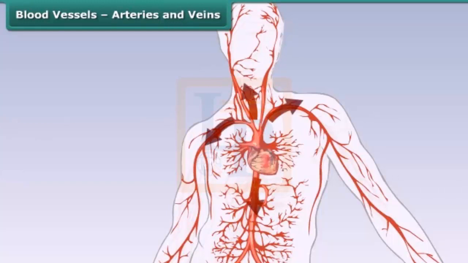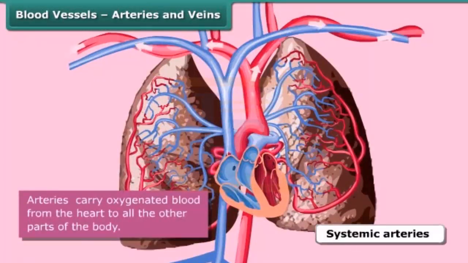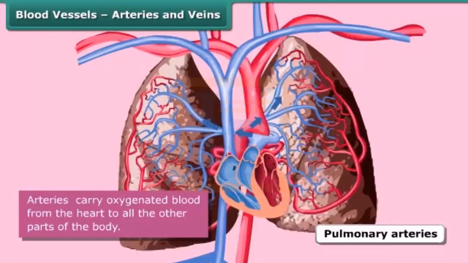Arteries are blood vessels with thick walls. They carry oxygenated blood from the heart to all the other parts of the body. Arteries are of two types: systemic arteries, which carry oxygenated blood from the heart to the other parts of the body, and pulmonary arteries, which carry deoxygenated blood from the heart to the lungs.